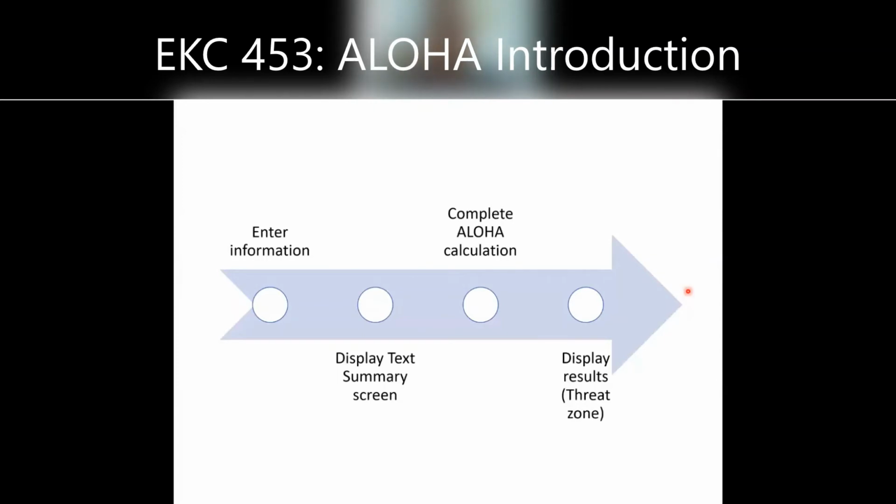Okay. So this is the step if you want to use ALOHA. First is to enter the information. After you enter all your information, you get the display text, what we call the text summary screen. This text summary contains all your inputs and also your outputs. First you enter your information, then the text summary only contains your inputs. Once the ALOHA calculation is complete, the text summary contains the input and also the output.